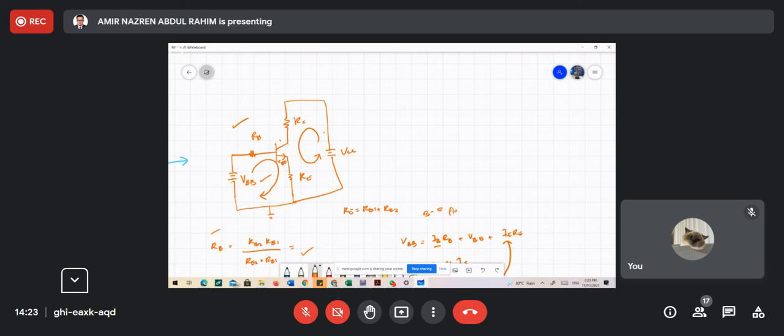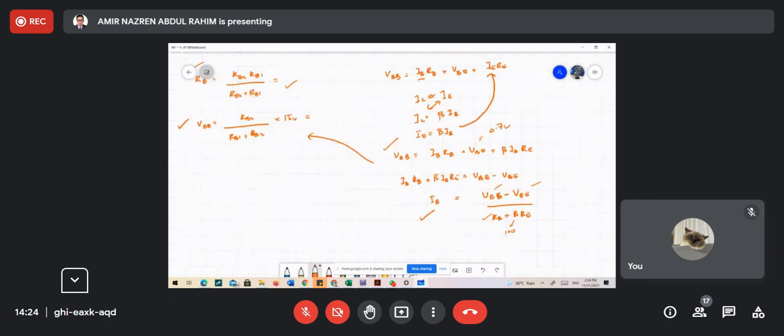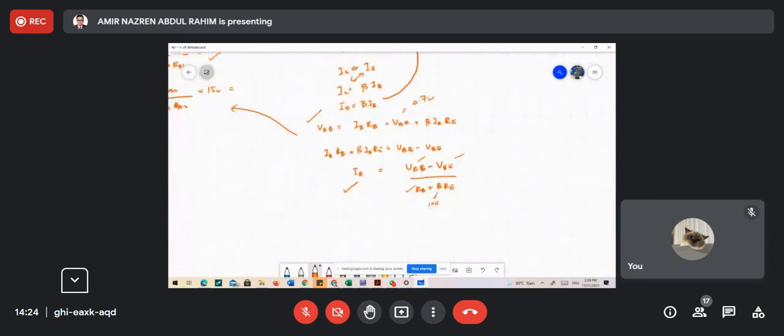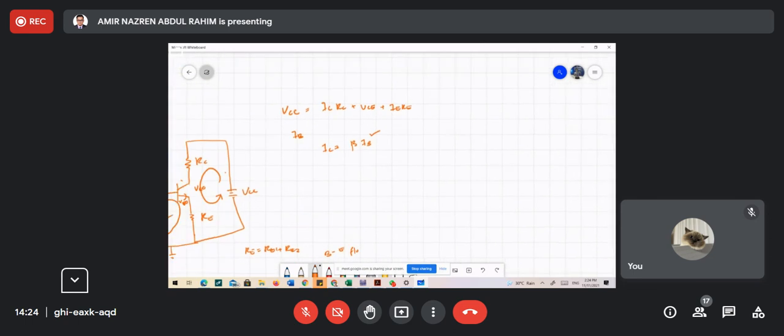As we know, by using Kirchhoff's law, we see VCC equal to IC RC plus, here we have VCE plus IE RE. Okay, as we know, we already have IB. So IC formula equal to beta IB. So we have already IB, just calculate from here. IB times beta, which is 100. So we got IC.